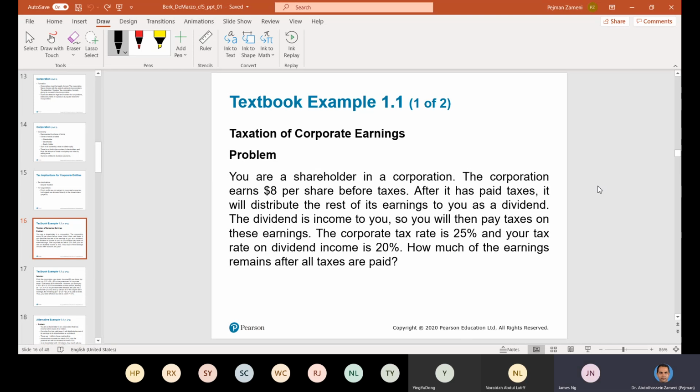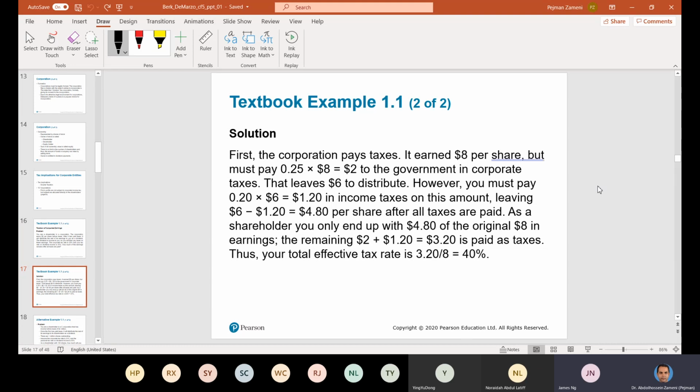Okay, let's see the answer. As you see, this is called double taxation, yeah? Means that the company also needs to pay tax, and after that, when you receive that income, you also need to pay tax over the dividend that you already have received. Why? Because dividend is considered income for you.